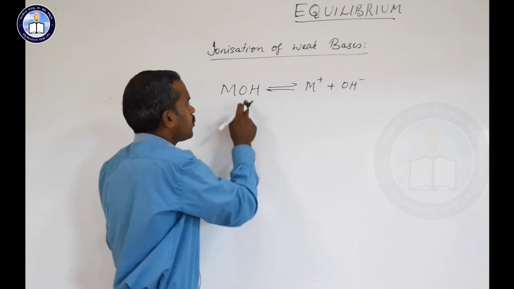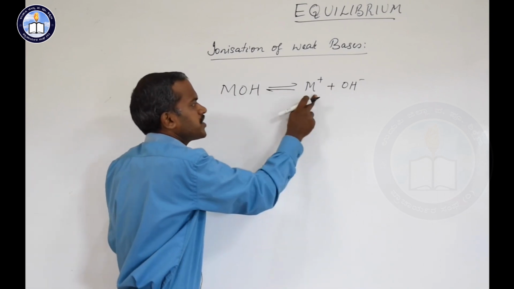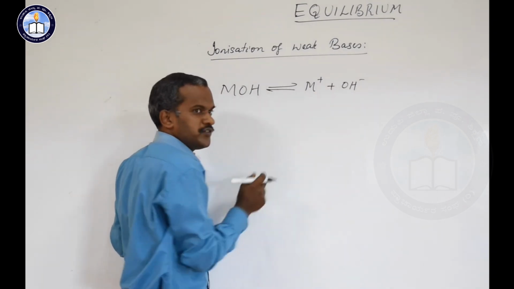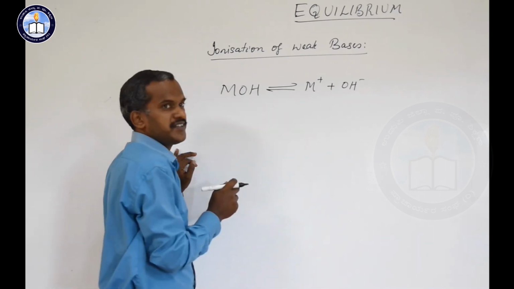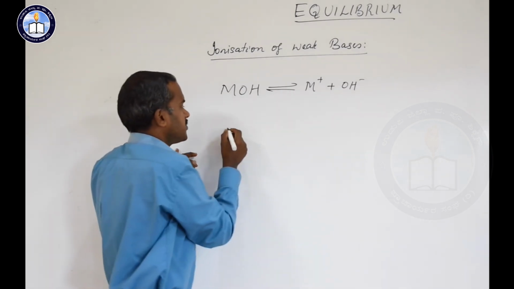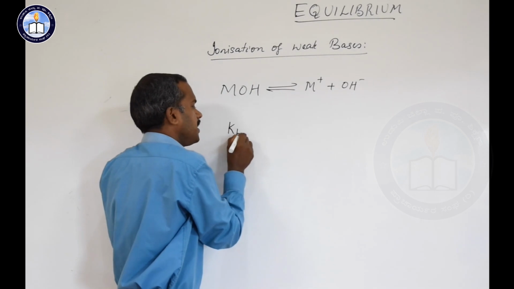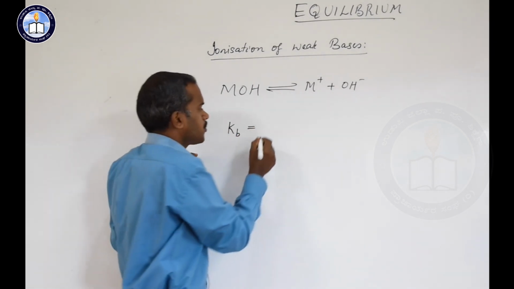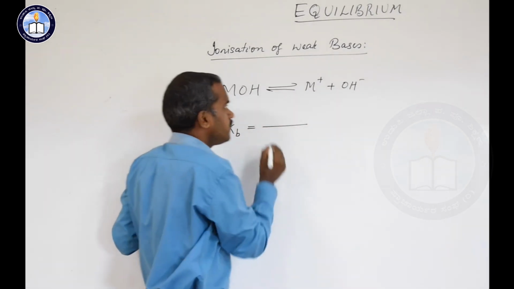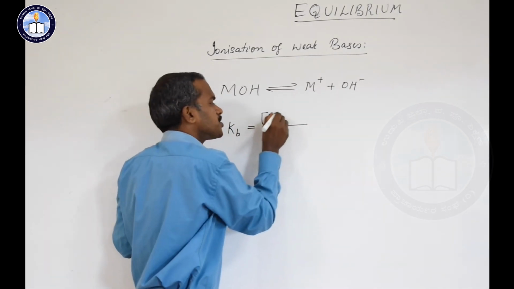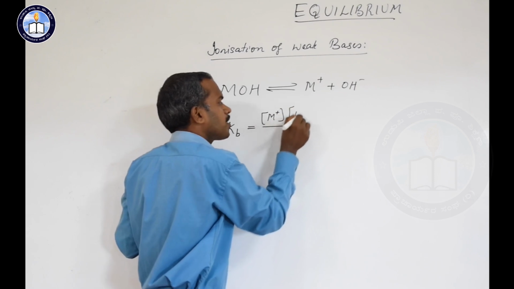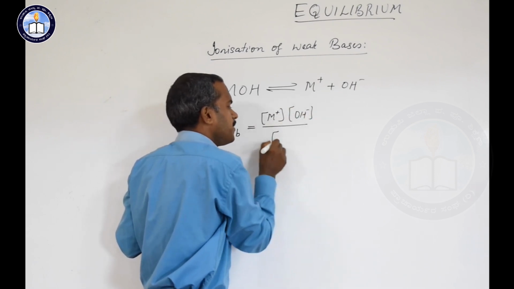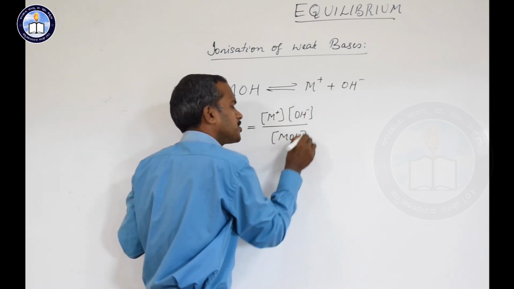Okay, so if it is a weak base undergoing partial dissociation to produce these two ions, we can easily express the dissociation constant like this, that is Kb. The dissociation constant of a weak base we can write as Kb is equal to the ratio of the molar concentration of M plus into the molar concentration of OH minus divided by the molar concentration of MOH.